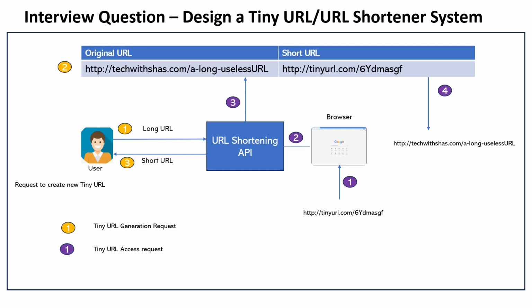In a nutshell, we have two requirements. One is the user requesting with a long URL to create a short URL, and the second is that whenever they try to access the short URL, we redirect them to the big URL. That is the main requirement here. Now, when you have this clarity, you have to ask about the requirements, like what requirements they need.